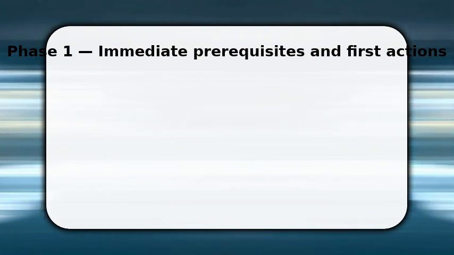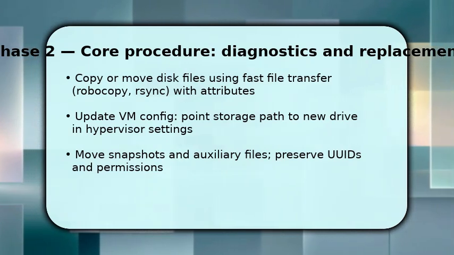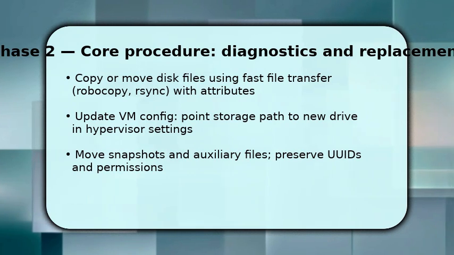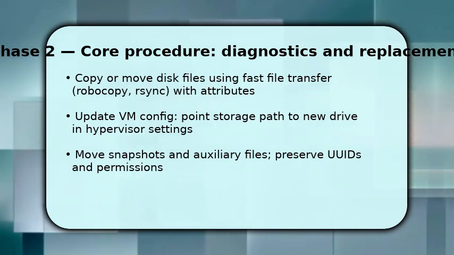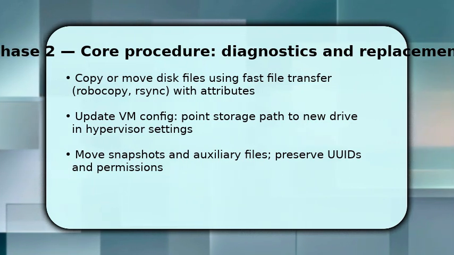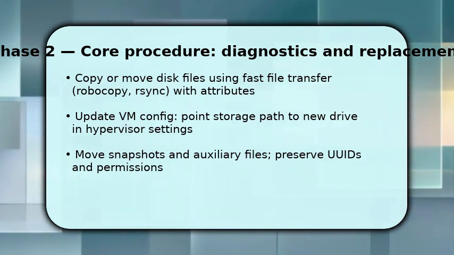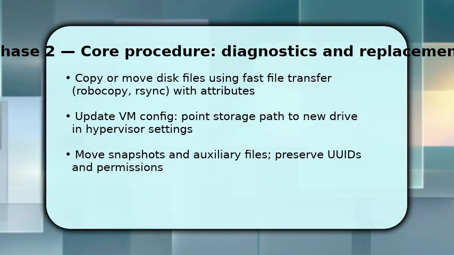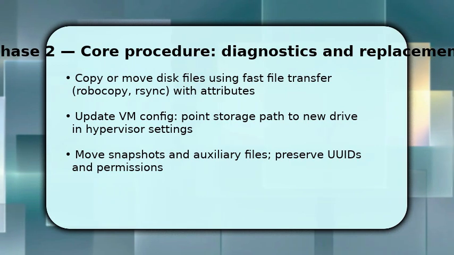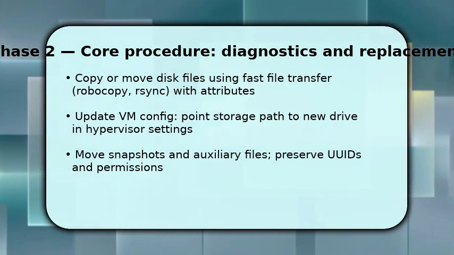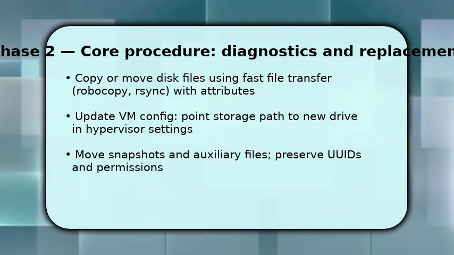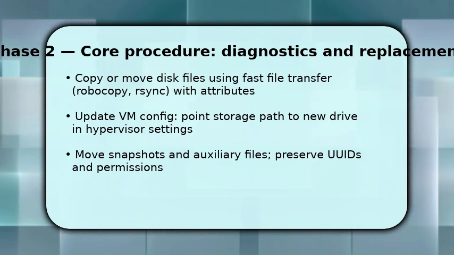Once the files are copied to the new drive, you must update the VM configuration so the hypervisor points to the new disk location. Otherwise, the VM won't boot. Use a reliable tool like Robocopy or rsync with metadata flags to preserve timestamps, permissions, and disk UIDs. After copying, edit the VM's VMX or XML configuration, replace old paths with new ones, and ensure snapshots and log files moved too. This keeps consistency. If snapshots are present, migrate them carefully.